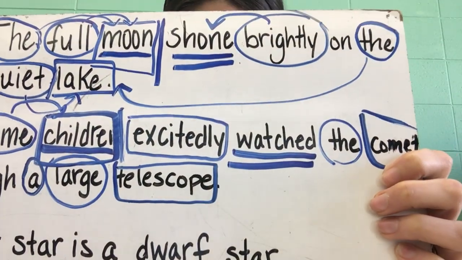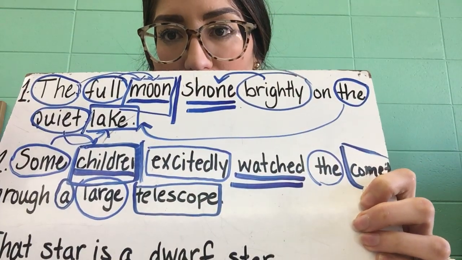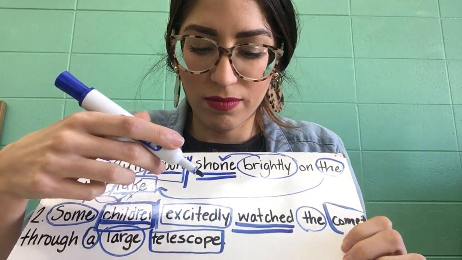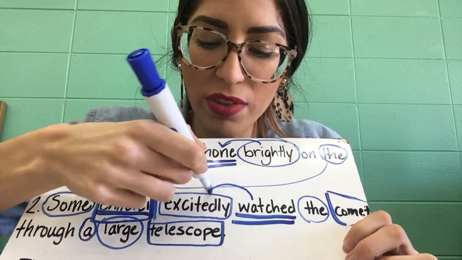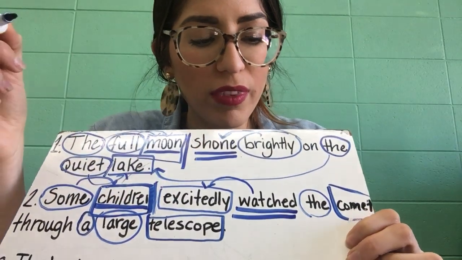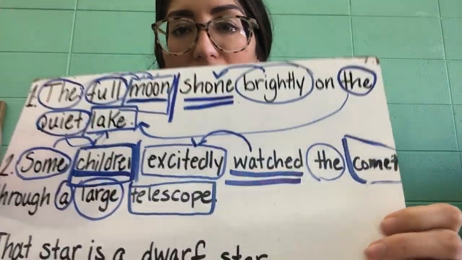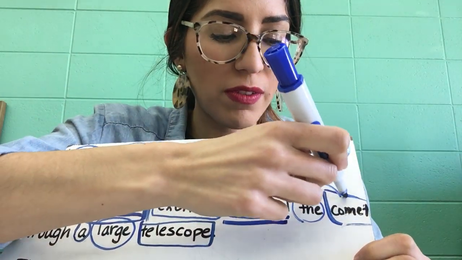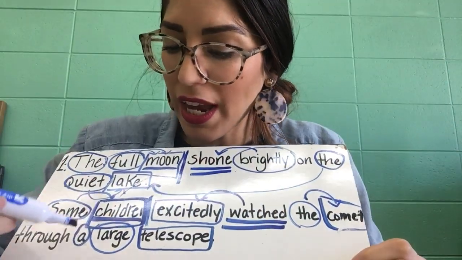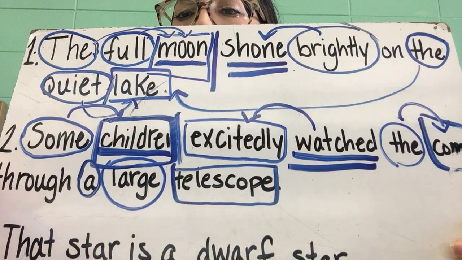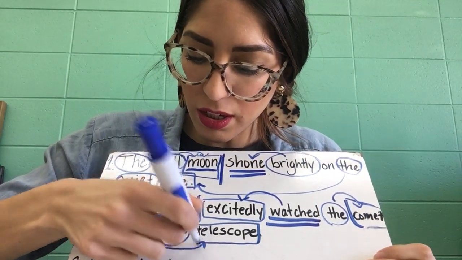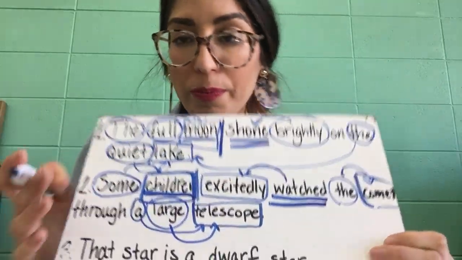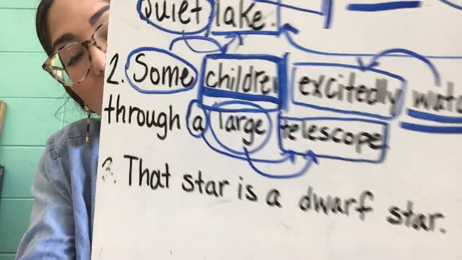Next, what is excitedly describing? Or, I'm sorry, what is it describing? That's right, they watched how? They watched excitedly. What is the describing? The comet, very good. What are A and large describing? That's right, a telescope. I'm gonna do it like this so that you guys can see. Okay, and that's how you mark your sentence.